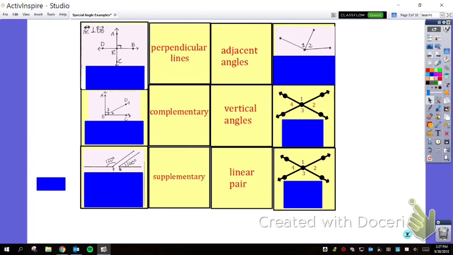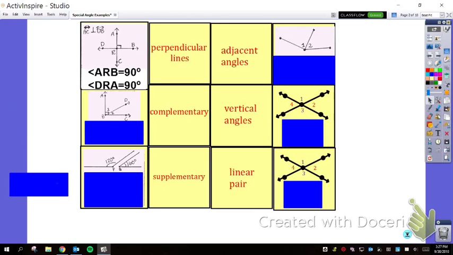If those lines are perpendicular, then we know that technically all 4 angles equal 90 degrees. Now, I've only written down 2 here, but angle ARB would be 90, and then DRA would be 90, and all of these angles would equal 90 together.